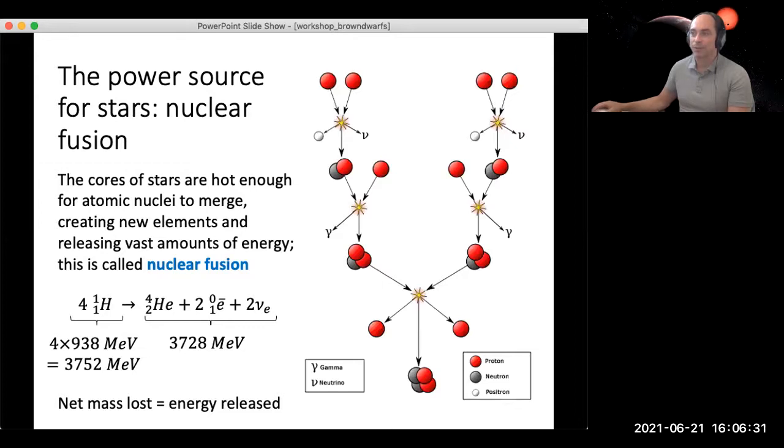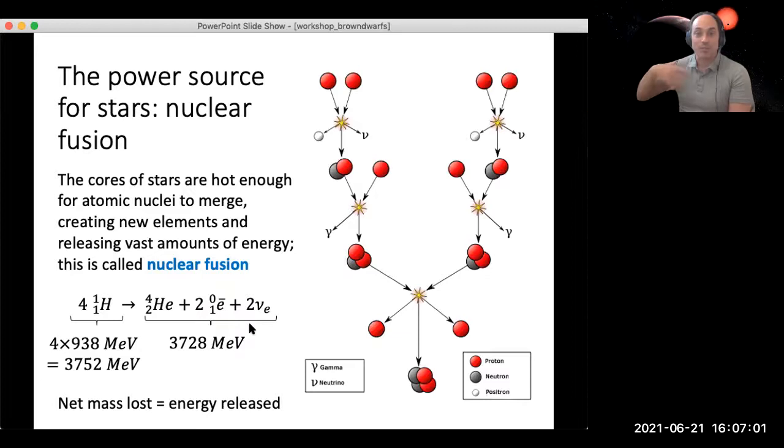Neutrons in this diagram are all in gray. And so this combination of events, what happens is you just start with 4 hydrogen nuclei. And when you add up all of the rest mass energy, if you take the mass of these 4 protons, you convert them into energy, you get 3752 million electron volts. That may be a unit you are familiar with or not, but that's a typical unit for nuclear rest mass energies.